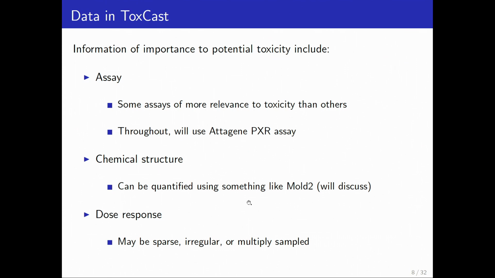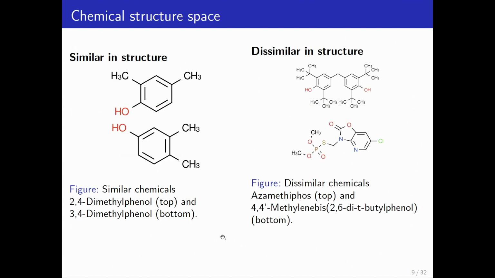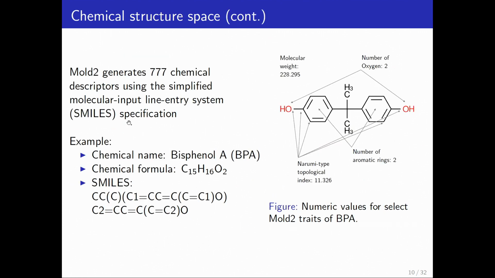For chemical structure, we quantified it using what's called Mold2, and we can get a dose response as well. So, skipping forward, we're going to have chemicals that have different structures. This Mold2 thing will spit out a feature vector, almost 800 dimensional, on each of these chemicals. Hopefully we can then do some sort of machine learning to tell that certain chemicals are similar in structure, and similarity in structure would hopefully apply to similarity in response. Mold2 generates 777 chemical descriptors. I don't know exactly how it does it, but we just take it as a black box at this point.